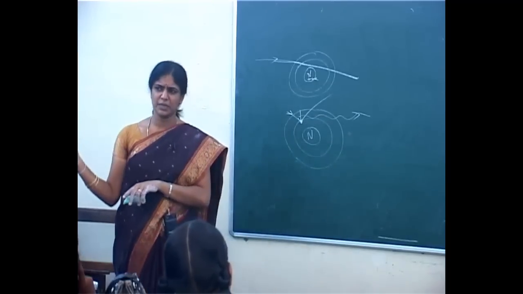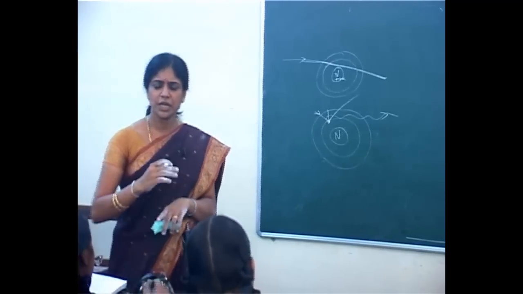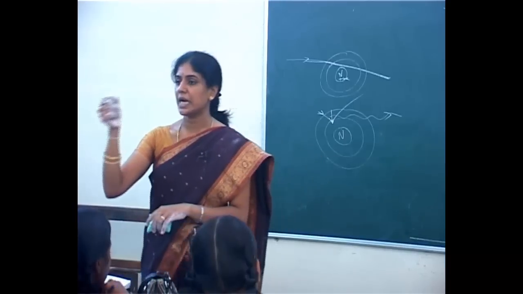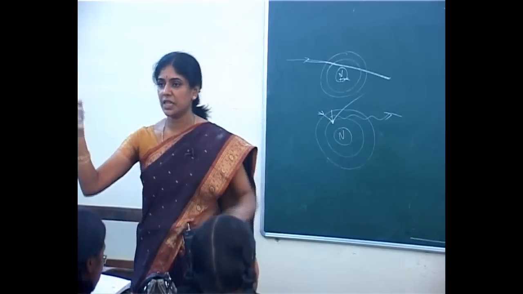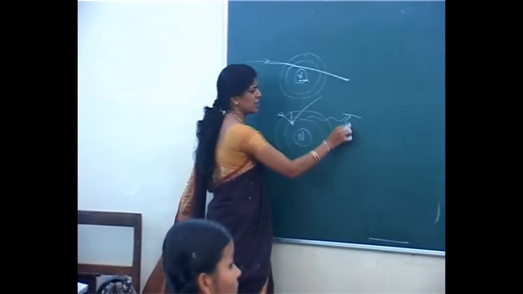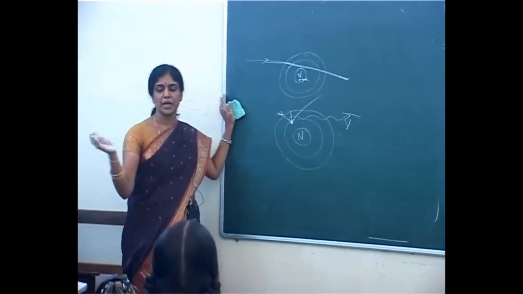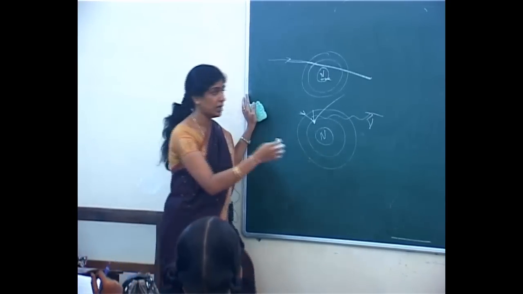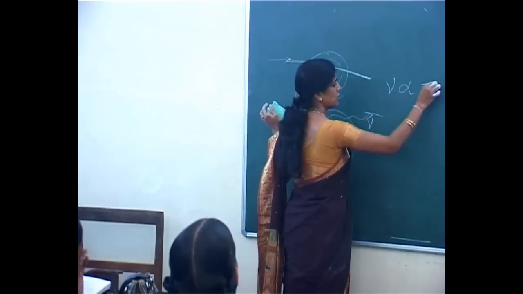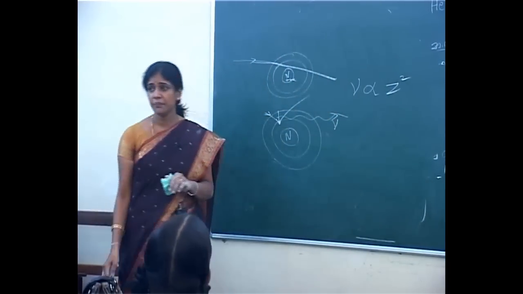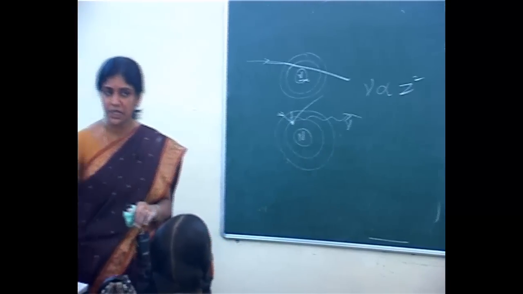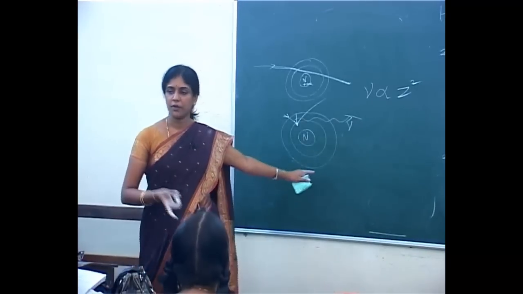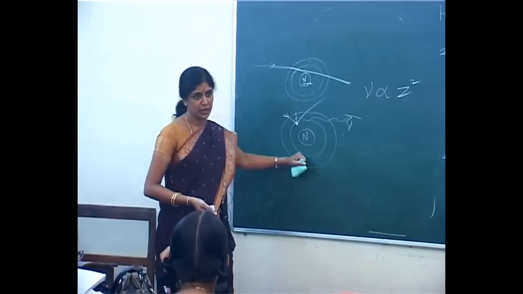Now Moseley did this experiment for different target elements and found how the frequency of the emitted characteristic radiation varies from element to element. He found at last that the frequency of the emitted radiation is directly proportional to the square of the atomic number. As we said, it depends only on the characteristic of the metal.